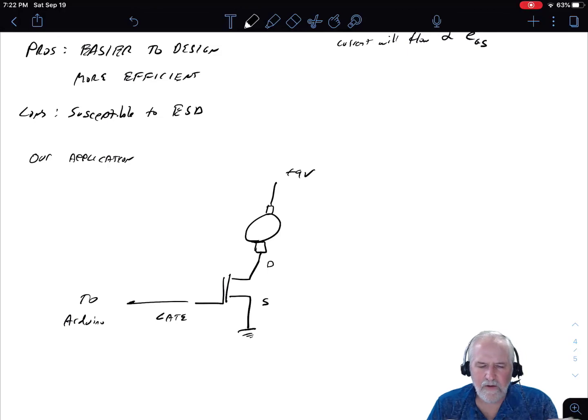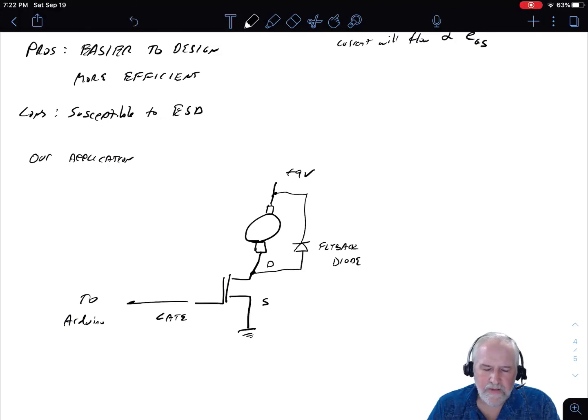Okay, so let's look at a lab where we're taking a field effect transistor and controlling a motor with it. So this is the simple circuit. There's the drain, source, and gate. The gate gets connected to a digital output on the Arduino. Let's say we use a 9-volt battery to run the motor, and there you have it.